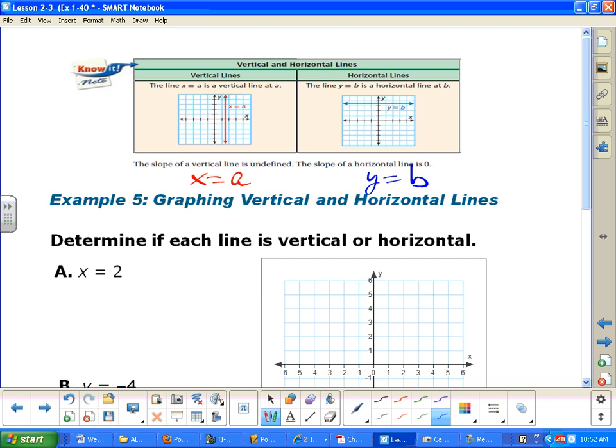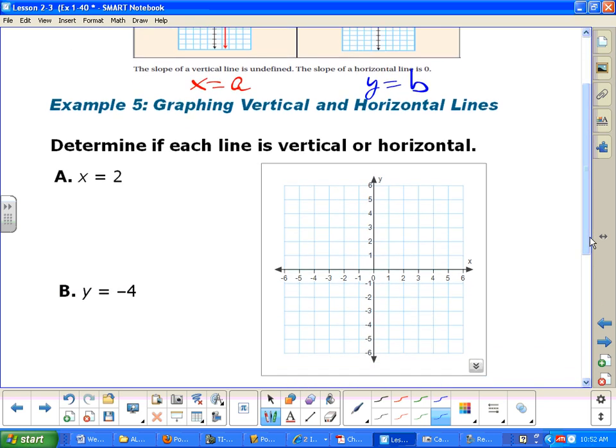The slope of a vertical line is undefined, and the slope of a horizontal line is 0. So here in example 5, letter A, they want us to graph x equals 2.